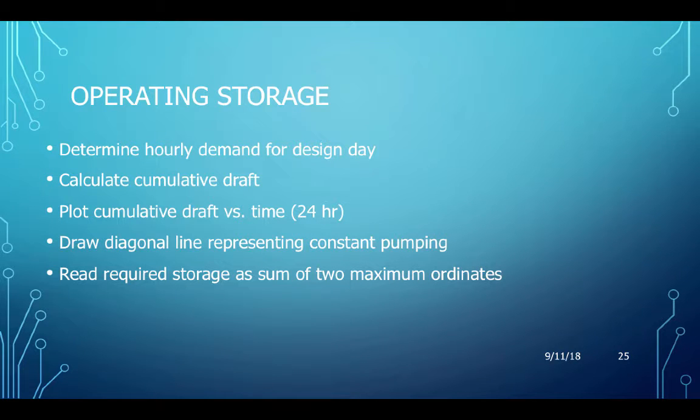So to determine the size of the tanks, we would follow the following guidelines. We'd figure out the hourly demand for a design day, calculate the cumulative draft, so that's the amount of water that accumulates over that design day. Think of the gallons per minute for a particular hour integrated out for the whole day. We'd plot the cumulative draft versus time for a 24-hour period. We'd draw a diagonal line that represents constant rate pumping, and then we read the required storage as the sum of the two maximum deviations.